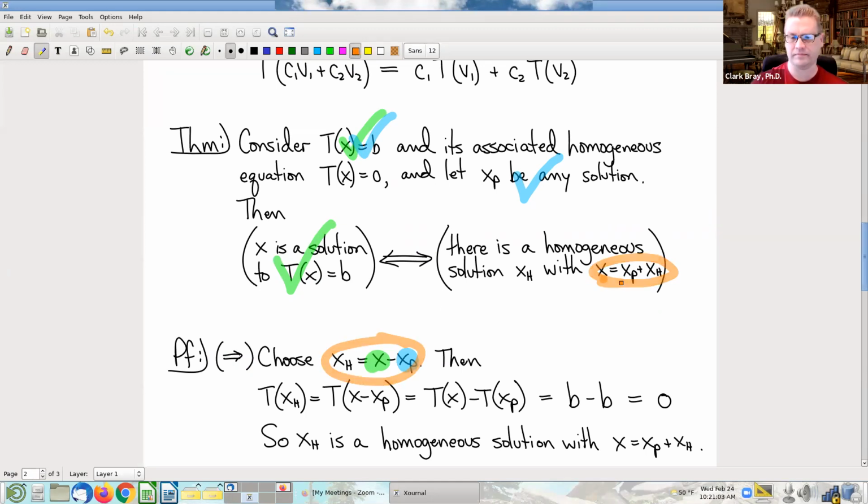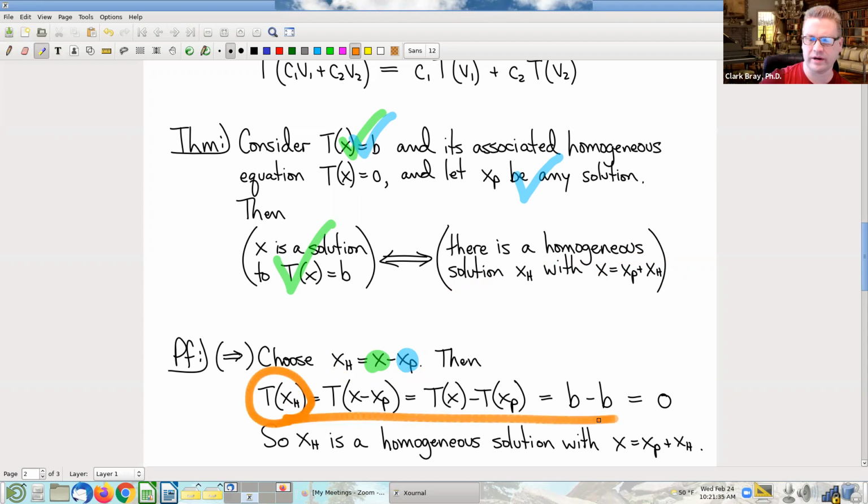Now, what I need to show is that there is this thing called xh, but for one thing, I need it to satisfy that, which of course it does, but also I need this to be a homogeneous solution. So I need T of xh to equal zero. This is what I need to show at this point. Okay, well, is this a homogeneous solution? Let's see. Well, we need to compute T of xh. By the way, I'm not giving away the punchline here. You can see it is going to work. But why does this work?